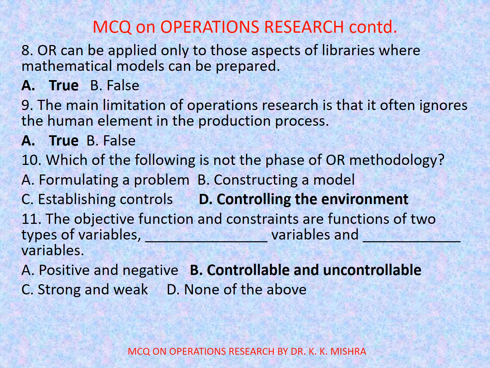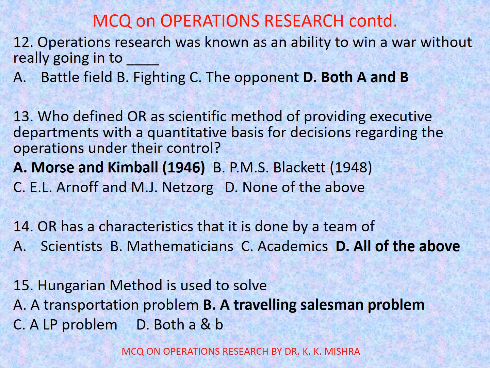Question number 11. The objective function and constraints are functions of two types of variables, dash variables and dash variables. Options are A. Positive and negative, B. Controllable and uncontrollable, C. Strong and weak, D. None of the above. Correct option is B. Controllable and uncontrollable. Question number 12. Operations research was known as an ability to win a war without really going into dash. A. Battlefield, B. Fighting, C. The opponent, D. Both A and B. Correct option is D. Both A and B.